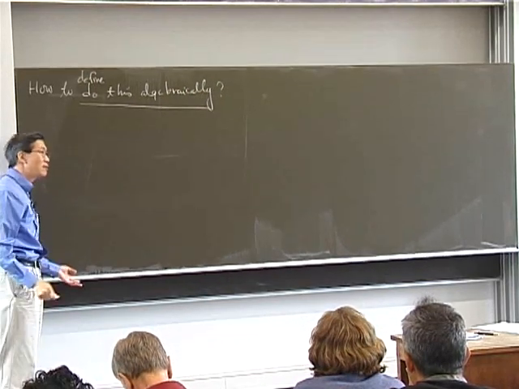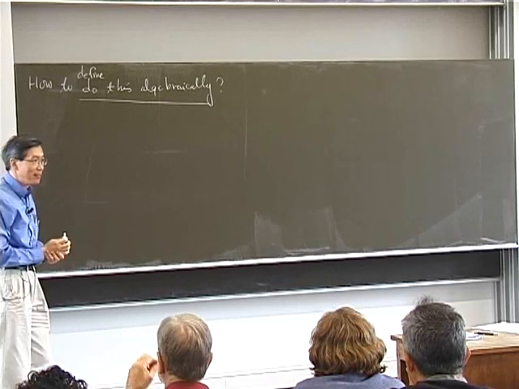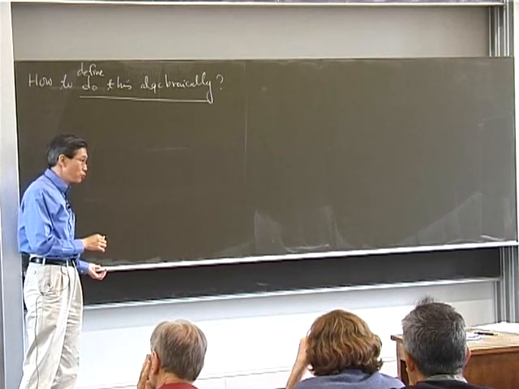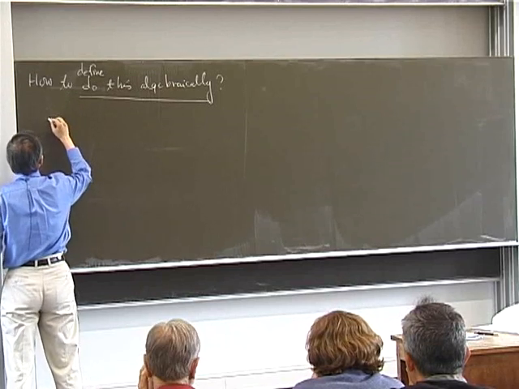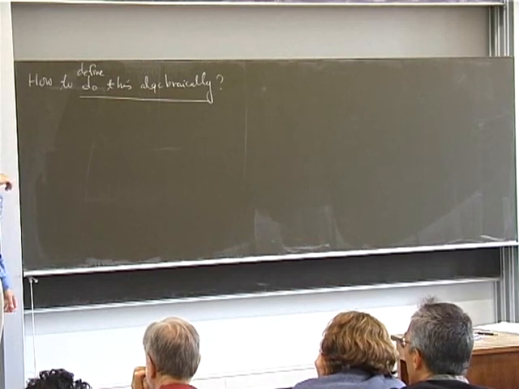Okay. Now, as you can imagine, there are many ways. They all turn out to be equivalent. So I guess we have to just choose one way. I guess the easiest way to see it is to do it in an idiotic way.